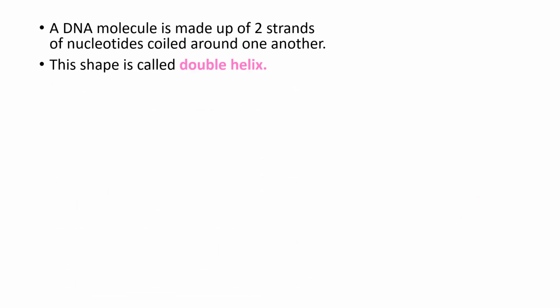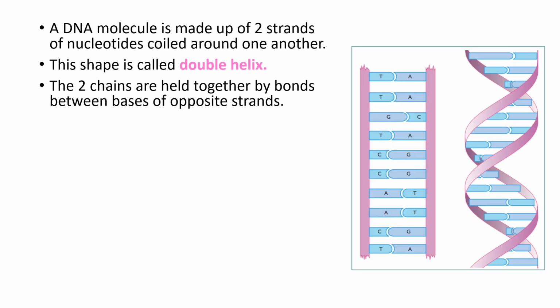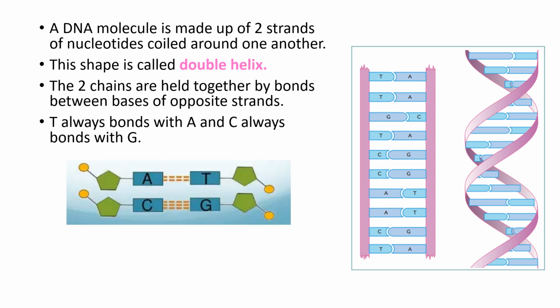Each DNA molecule is made up of two strands of nucleotides coiled around one another. This shape is called a double helix, and the two chains are held together by hydrogen bonds between bases of opposite strands. The base pairing is special because thymine always bonds with adenine and cytosine always bonds with guanine. So these base pairs are called complementary base pairs.